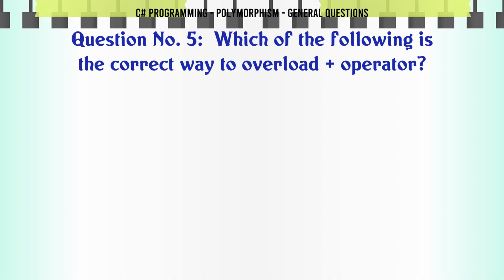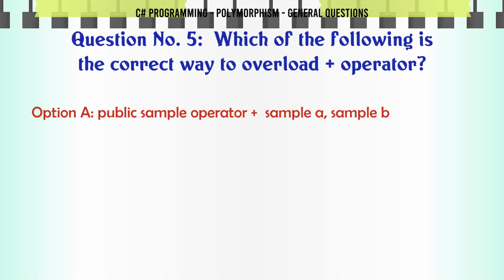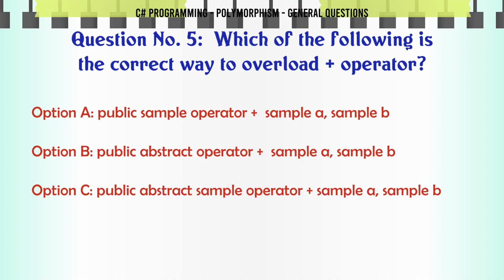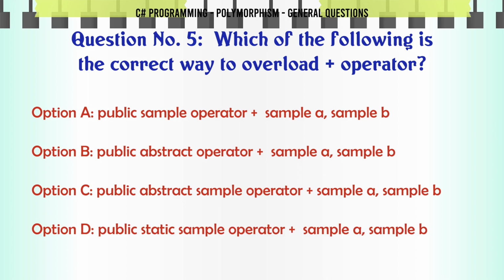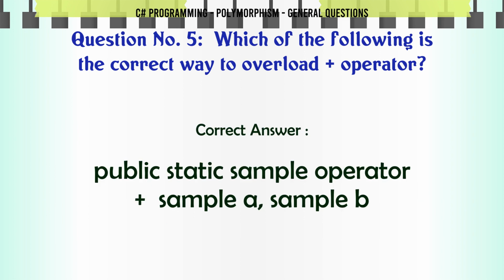Which of the following is the correct way to overload operator? A. public sample operator sample a, sample b. B. public abstract operator sample a, sample b. C. public abstract sample operator sample a, sample b. D. public static sample operator sample a, sample b. The correct answer is public static sample operator sample a, sample b.